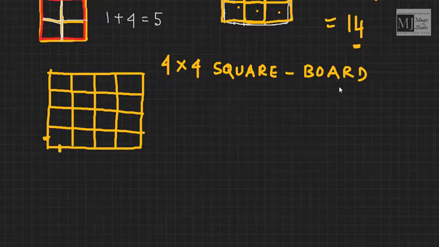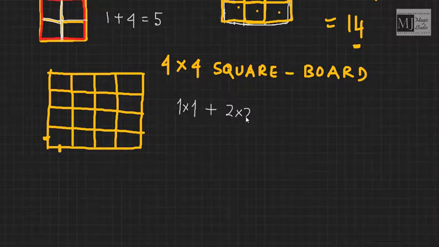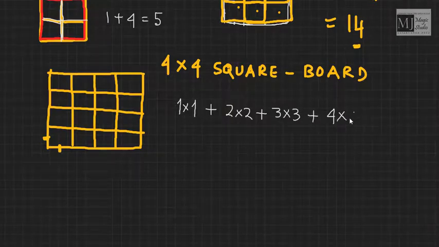So if it is a 4 into 4 square board, now see how to find, just by using a mathematical formula, the number of squares in this particular checkerboard. It is 4 into 4. We will always start with 1 into 1. Then we will add 2 into 2. We'll add 3 into 3. And we'll add 4 into 4.